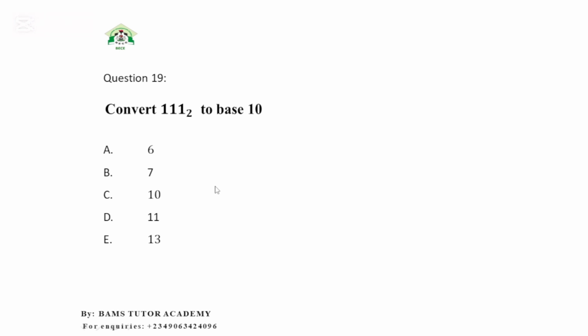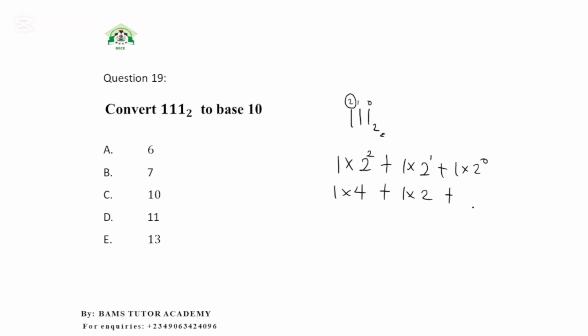So question 19 quickly. Question 19 is another easy one that you can play with. Convert 111 base 2 to base 10. Very easy. What you just have to do, remember now, 0, 1, 2, right? So you just do 1 times this particular 2 raised to the power on that 1, that's 2. Plus what? 1 times 2 raised to the power of 1. Plus 1 times 2 raised to the power of 0. So 1 times 4, since 2 raised to power 2 is 4, plus 1 times 2 plus 1 times 1.